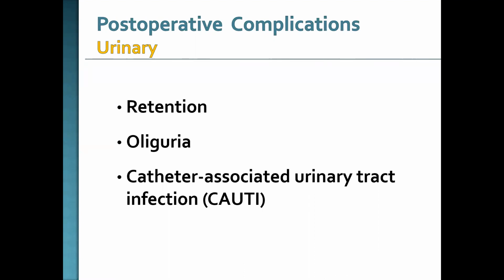Catheter-associated urinary tract infections are common in the hospital, and there is a risk, and therefore the catheter should be removed as soon as possible. By the second or third day, the patient will begin to have increasing urine output normally.